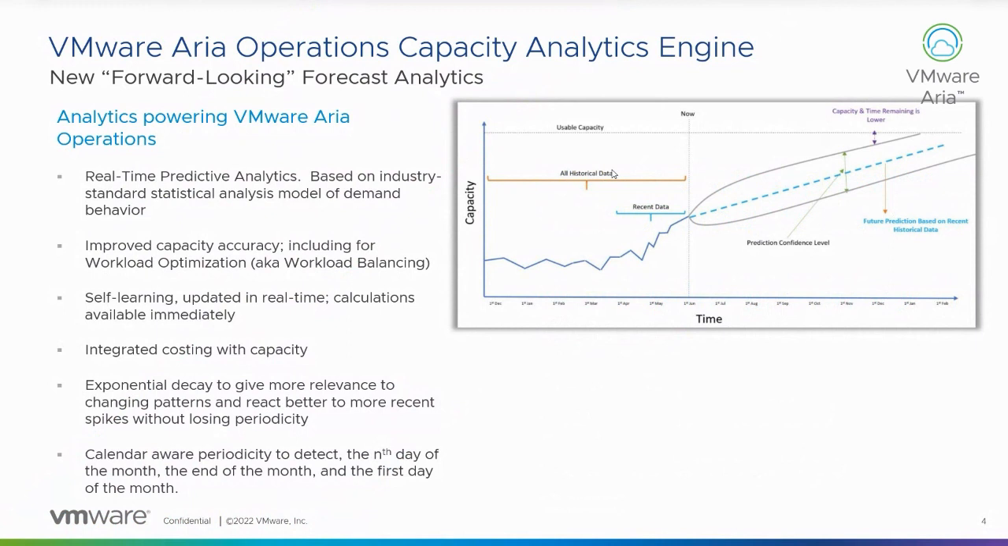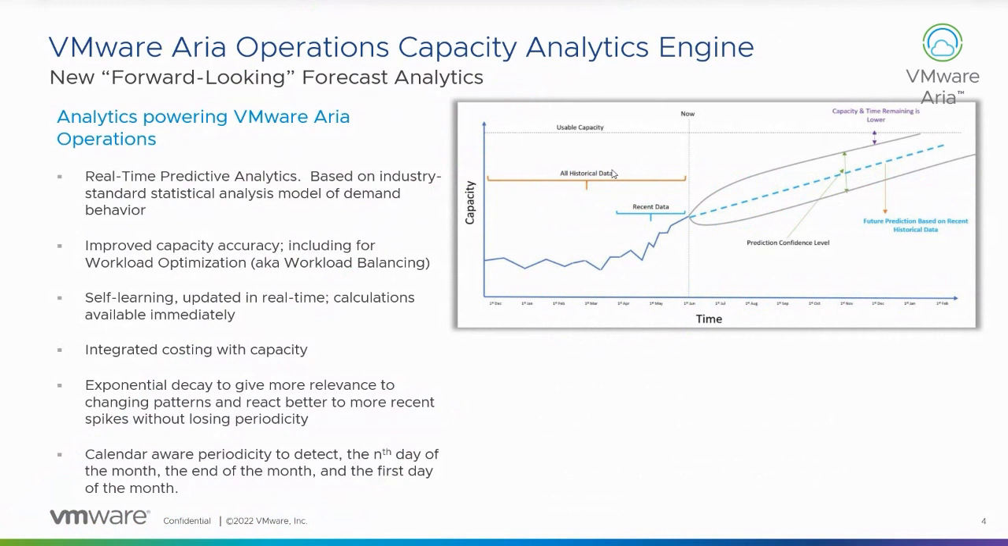So a couple things to point out. It's not just looking at the usage. It actually understands things like the periodicity within a calendar. So it knows the day of the week or the day of the month. So when these cycles happen, it can look for different types of patterns. It can say, at this particular time of day, it sees this particular pattern, and it projects those patterns into the future. So that calendar aware periodicity is important.